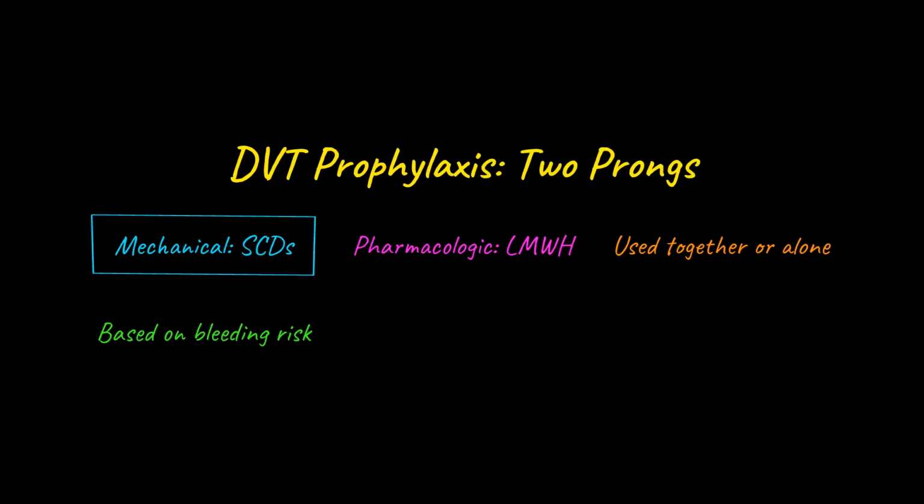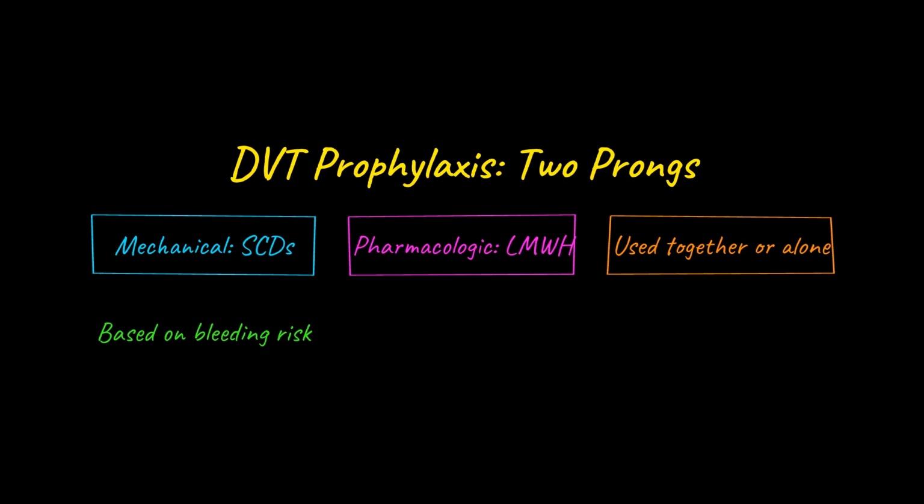Prevention combines two prongs: mechanical prophylaxis with sequential compression devices and pharmacologic prophylaxis with low molecular weight heparin. They are used together or separately depending on the patient's bleeding risk and clinical factors. Correct application means placing the device on both legs with sleeves lying smooth and twist-free, and checking the skin underneath at every shift. Never apply over open wounds or recent vascular surgery sites, and remove the device during ambulation.